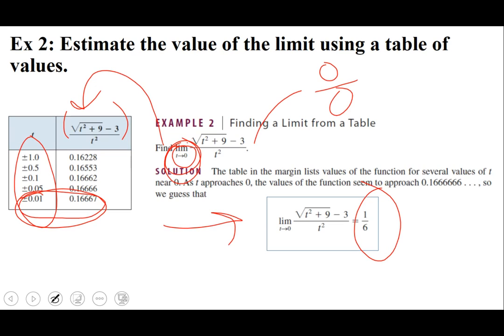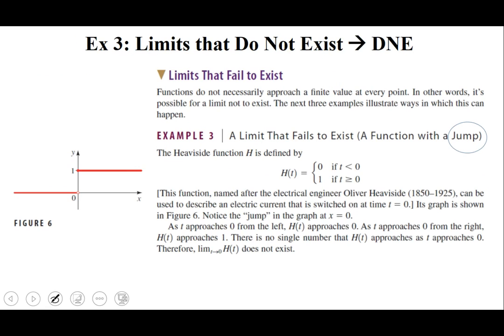So again, some of the problems will have the tables already done for you, and you just have to interpret them. And then for some of them, you have to plug them in. So you want to make sure that you do that carefully. So then what if there is no limit? Basically that means that the limit does not exist. An abbreviation for a limit that does not exist would be DNE.